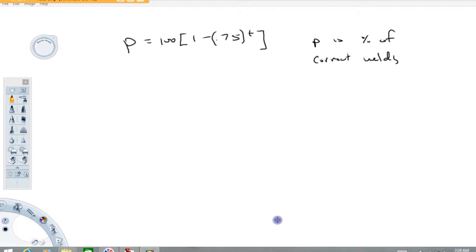So we're going to look at this problem where it says the percent of correct welds a student can make will increase with practice and can be approximated by the equation, which I've written down, P equals 100 times the quantity 1 minus 0.75 to the T, where P is the percent of correct welds and T is the number of weeks of practice. Find the percent of correct welds a student will make after 4 weeks of practice.